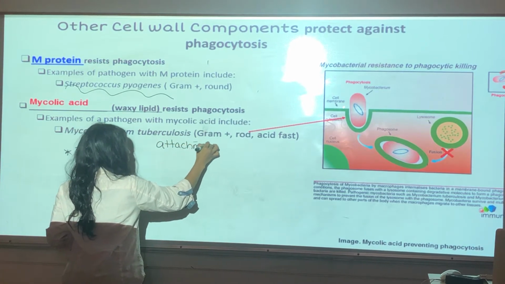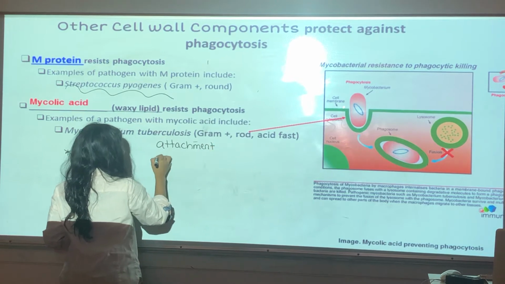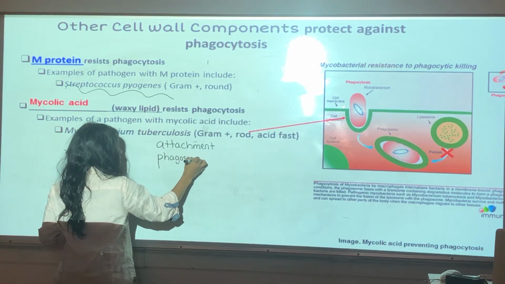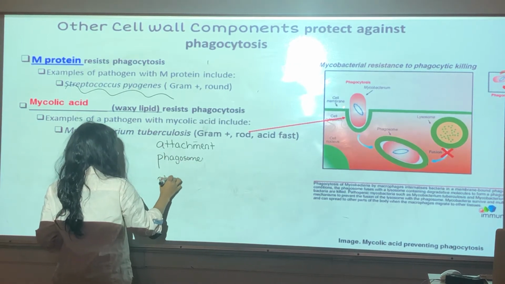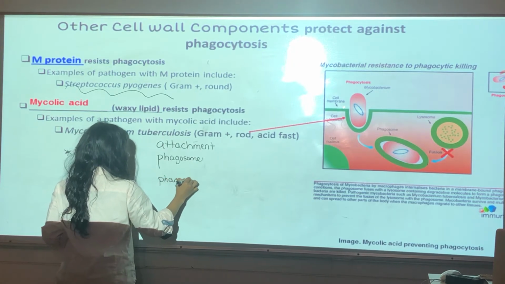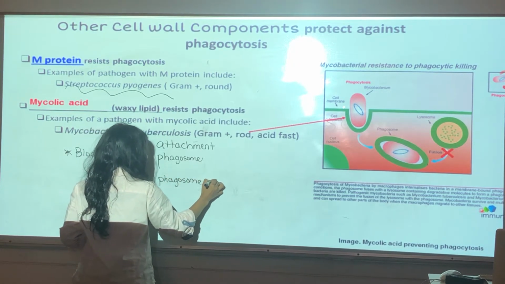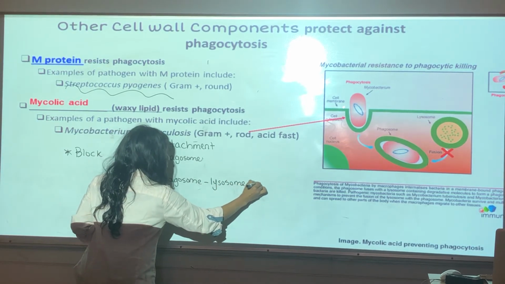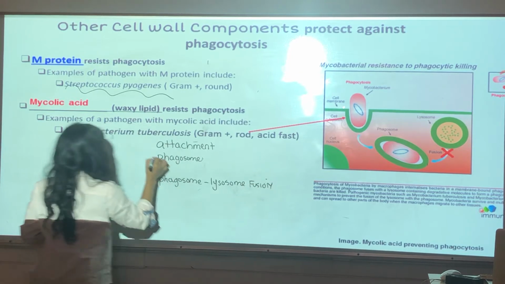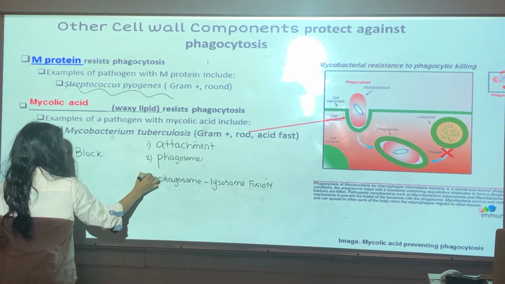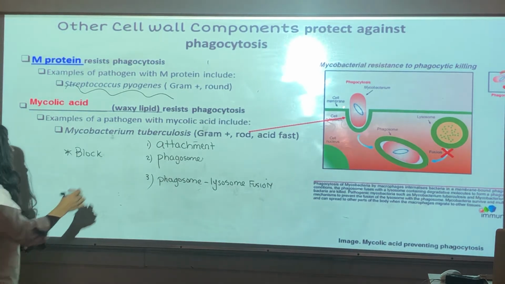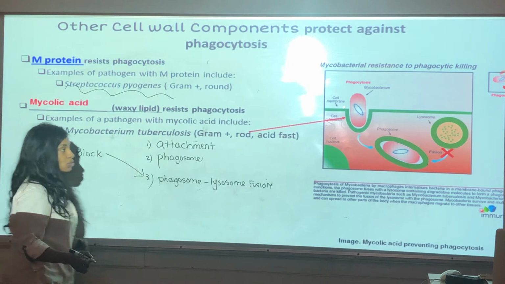So what part of the phagocyte pathway are they able to block? Is it attachment? Is it the phagosome? Or the phagolysosome fusion? Right, so which step are they able to block? We talked about this in the immune system. Well, they're able to block the phagolysosome fusion.